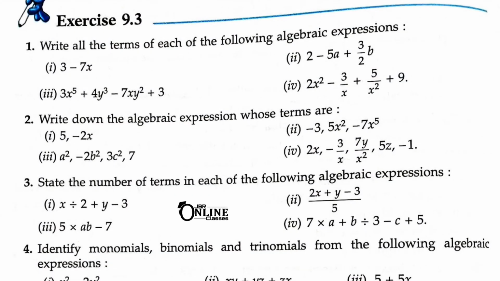Hello everyone, now in this video I'm going to start exercise 9.3. For the previous exercise, please check the description box, the link will be there. So here, first one, write all the terms of each of the following algebraic expressions. The first one, 3 minus 7x. Here the first term is 3 and the second one is minus 7x. That means two terms are there, 3 and minus 7x.